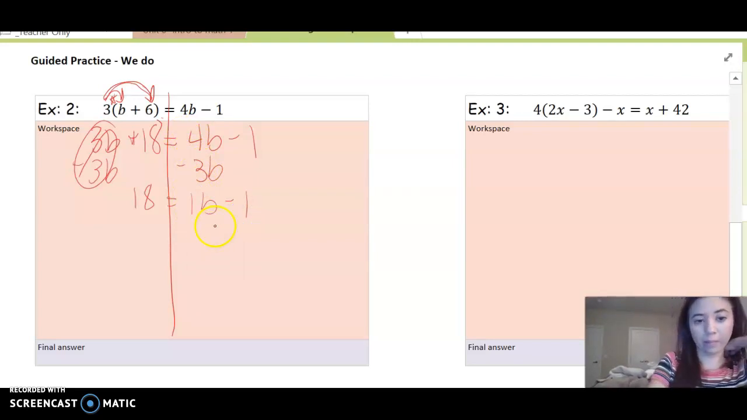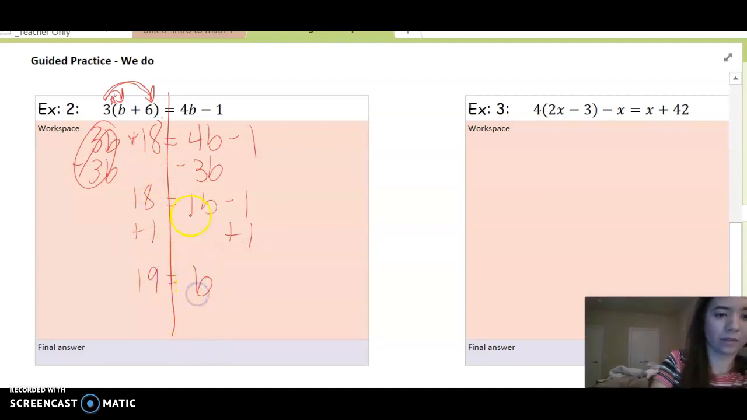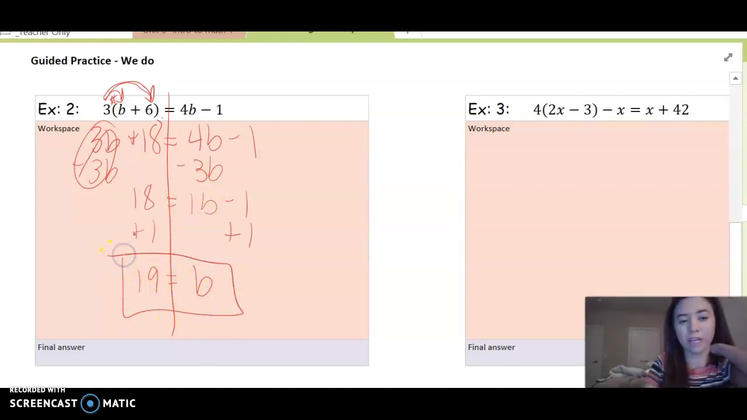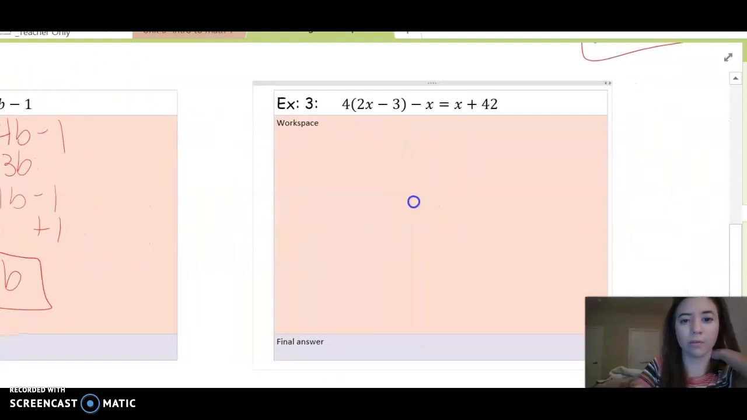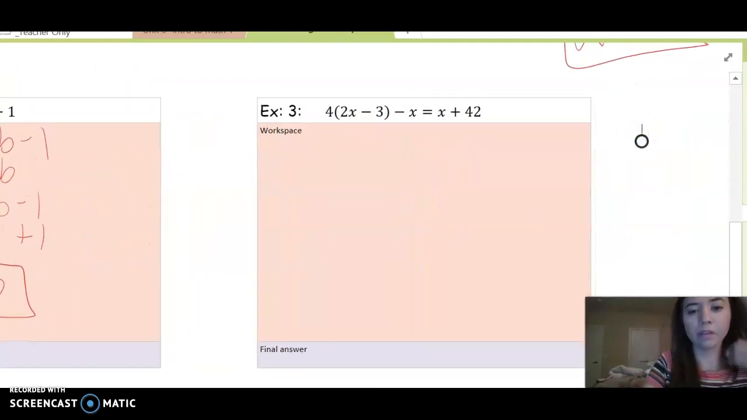Now I've got to get my numbers to one side. I'm going to add 1. And then I get 19 equals b, or 1b, but you can just say b. And there's my answer. Again, go ahead and pause me if you need to. I'm going to move right on to the next one.